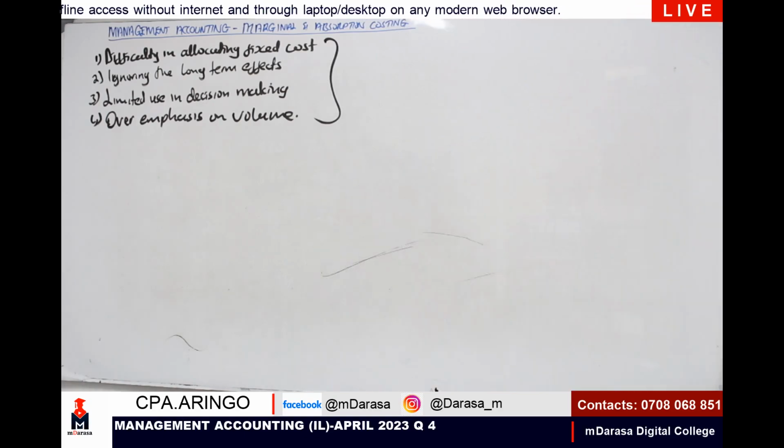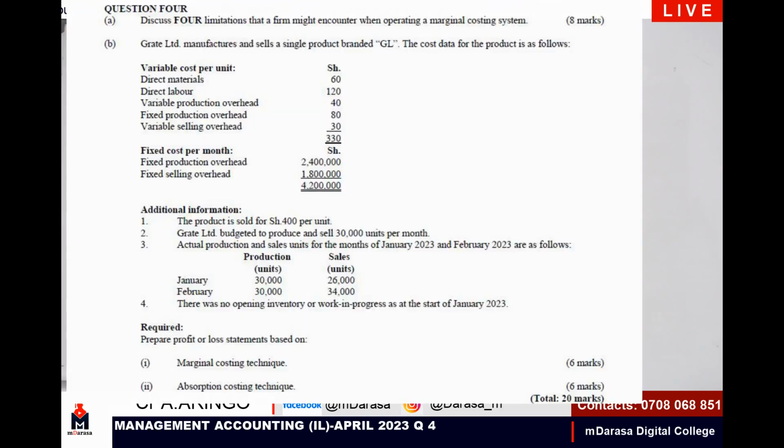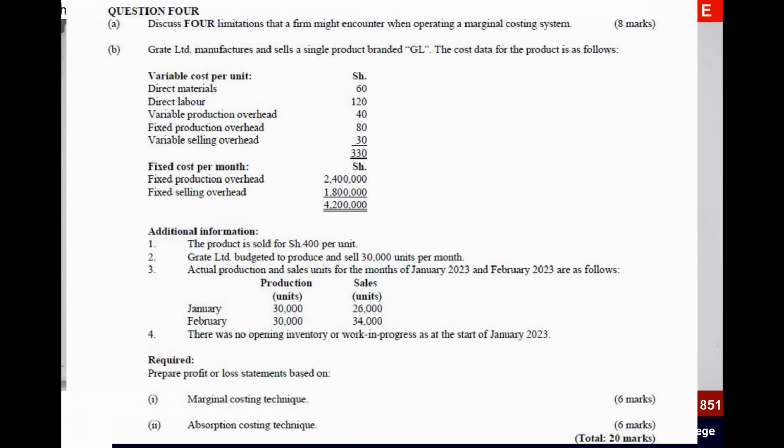So after you're done with part A, let us proceed to part B and see what the examiner wanted us to do. So on part B of the question, which Mwalimu has shared with us, I'm having this company, right?